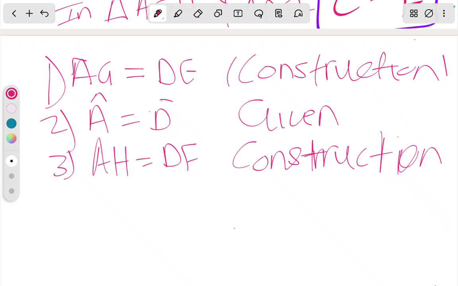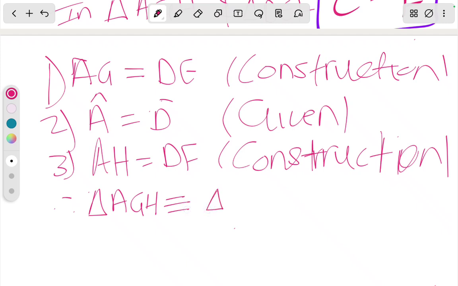Excuse my spelling and my handwriting. Okay, so that's how we do it. And then therefore, now we're gonna conclude and say that triangle AGH is similar to triangle DEF using side. Okay, that's how you prove.